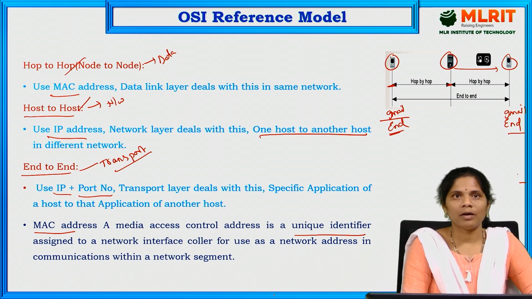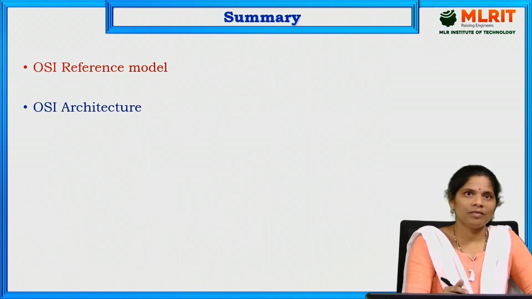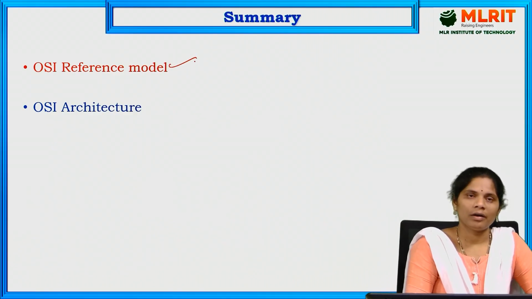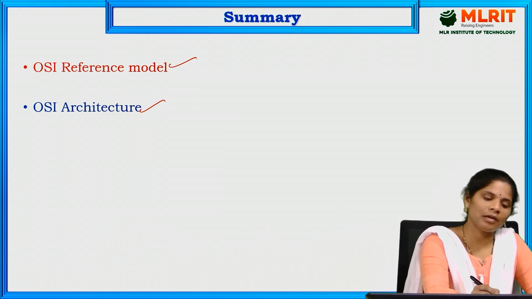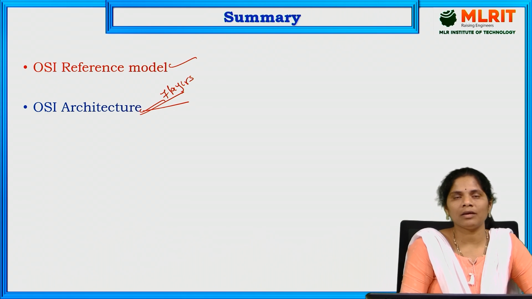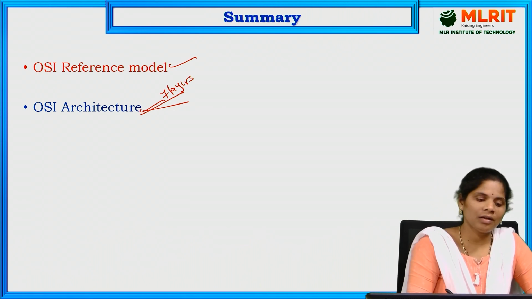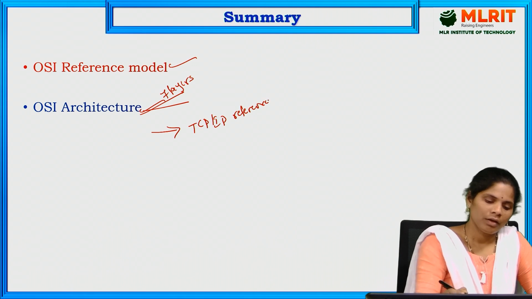Let us see the summary. Today we discussed what the OSI reference model is, and what the OSI architecture is, along with the different layers in it. There are a total of 7 layers: application layer, presentation layer, session layer, transport layer, network layer, data link layer and physical layer. We discussed all 7 layers in today's topic. In the next session we will discuss the TCP/IP reference model.